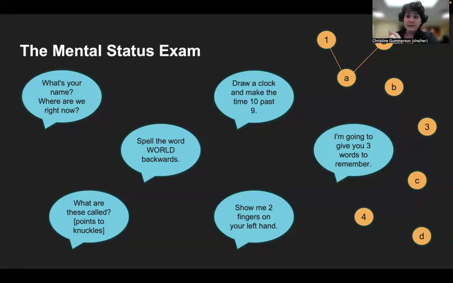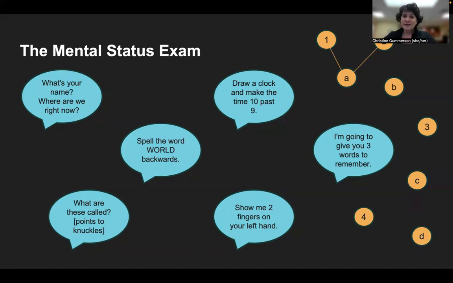It's of course going to be a little bit easier for you to call to mind an object that you see all the time versus naming an object that you may not see all the time or think of the word all the time. One of the best tests, in my opinion, is asking somebody to draw a clock for a number of reasons.